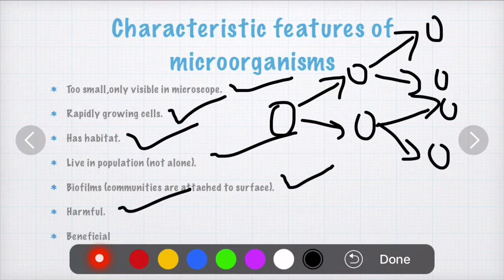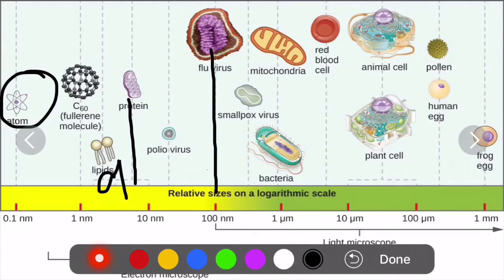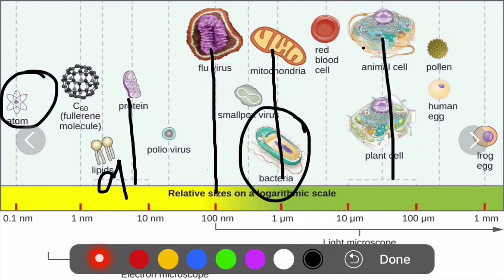So some microbes are harmful, some microbes are beneficial. This picture clearly tells about the size of microorganisms. For example, an atom is 0.1 nanometer. Protein ranges from 1 nanometer to 10 nanometer. Here, flu virus is 100 nanometer, mitochondria is 1 micrometer, and bacteria is 1 micrometer. Plant and animal cells are about 50 micrometers.